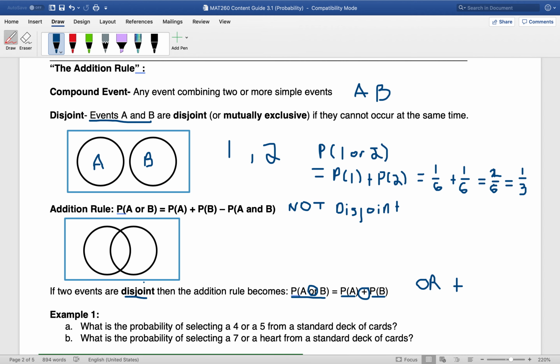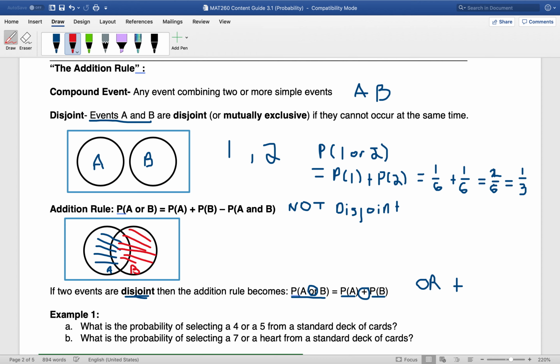Now, a lot of times we won't have disjoint events, and that's when we're going to have to use the next addition rule. So if we have two events that are not disjoint, we're going to have to take the probability of A. So we're going to say this one here is A. And we're going to take the probability of B, so that's this section here.